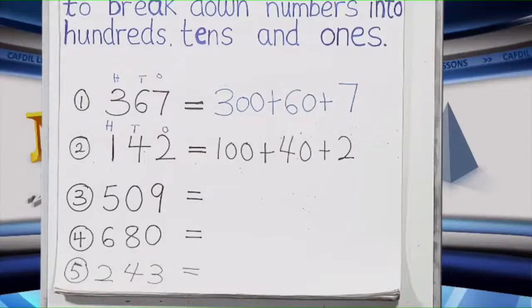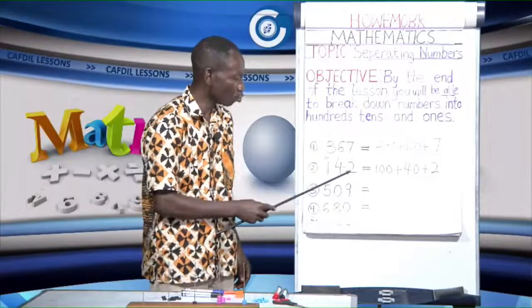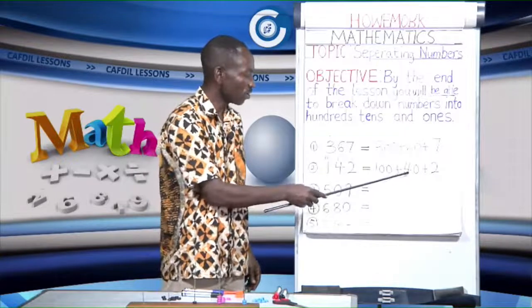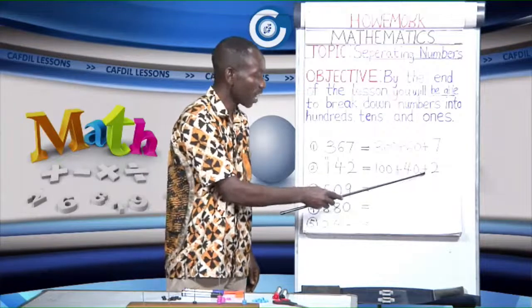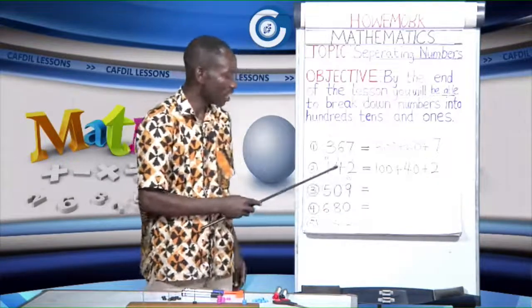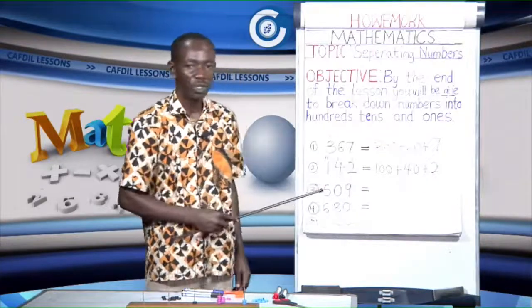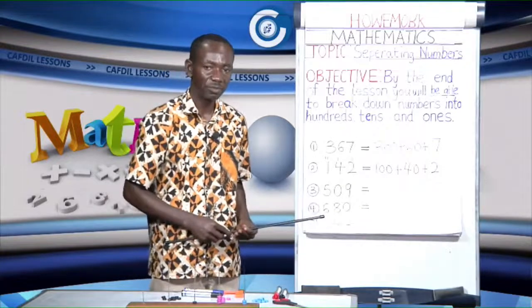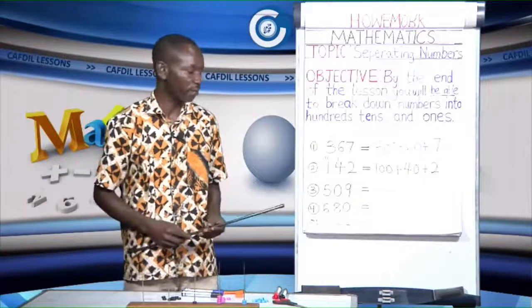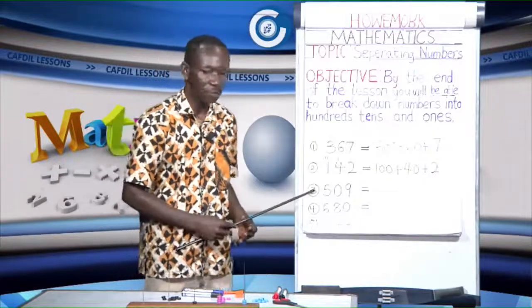Learners, we have been able to separate this number 142 to 100 plus 40 plus 2, and this becomes 142. Repeat after me. 142. Well done. Let's come to number 3.